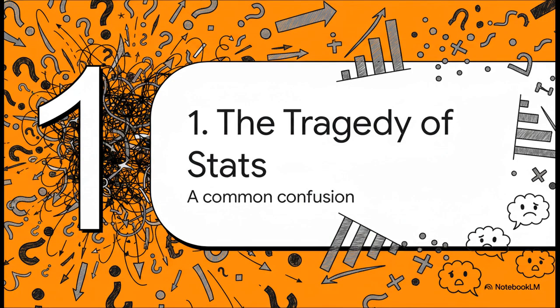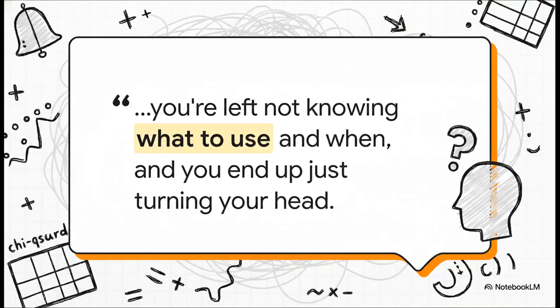All right, let's kick things off with what the source material calls the tragedy of statistics. And this isn't about scary formulas. It's about a fundamental problem in the way we usually learn this stuff. You know, the source article calls this a tragedy for a very good reason. We're taught all these methods, t-tests, regressions, chi-squared, as if they live on separate islands. We learn the rules for one, then move to the next, but we're never really shown how they're all connected. So we're left with all these tools, but no idea which one to grab in a real-world situation.